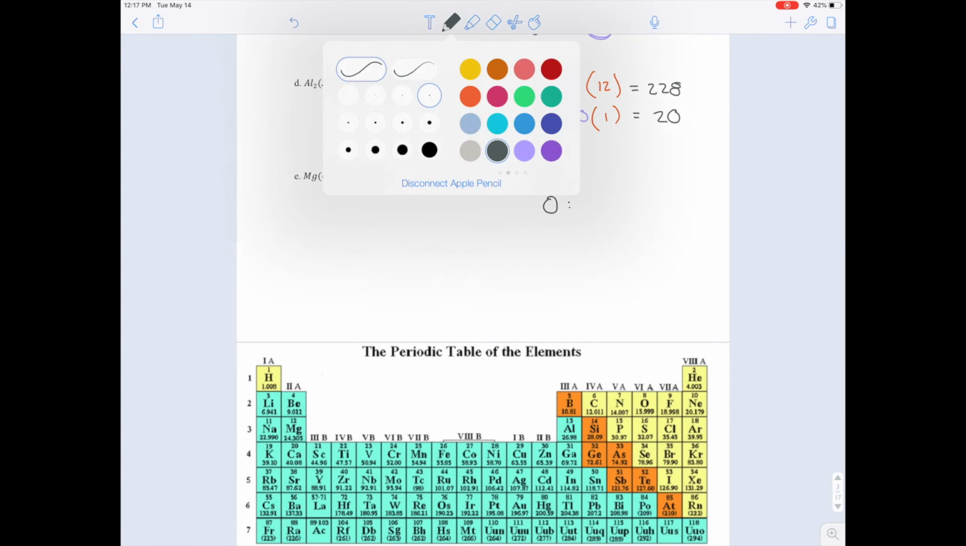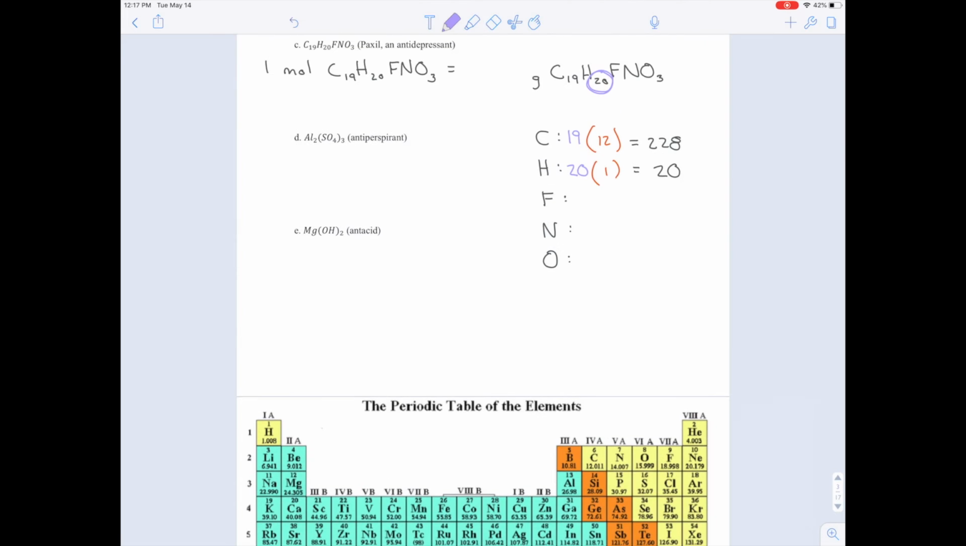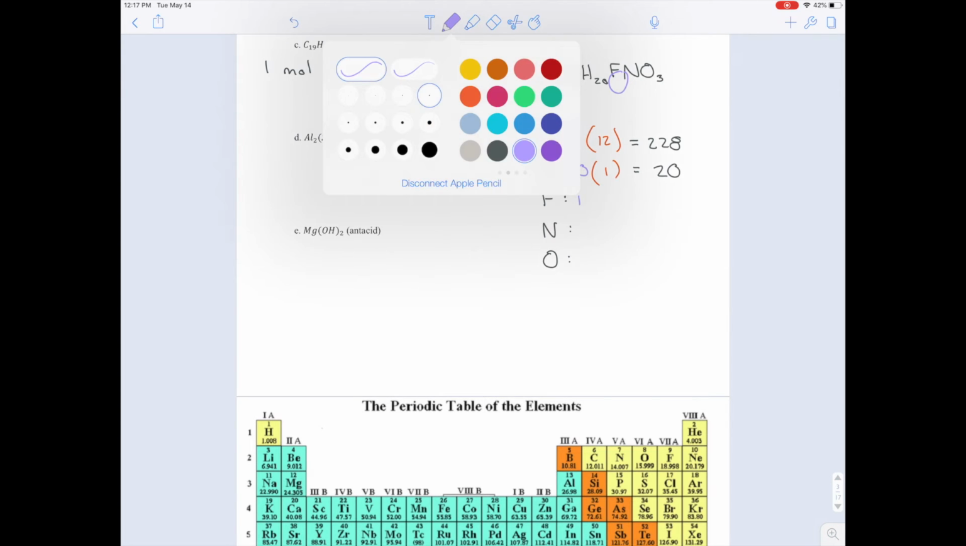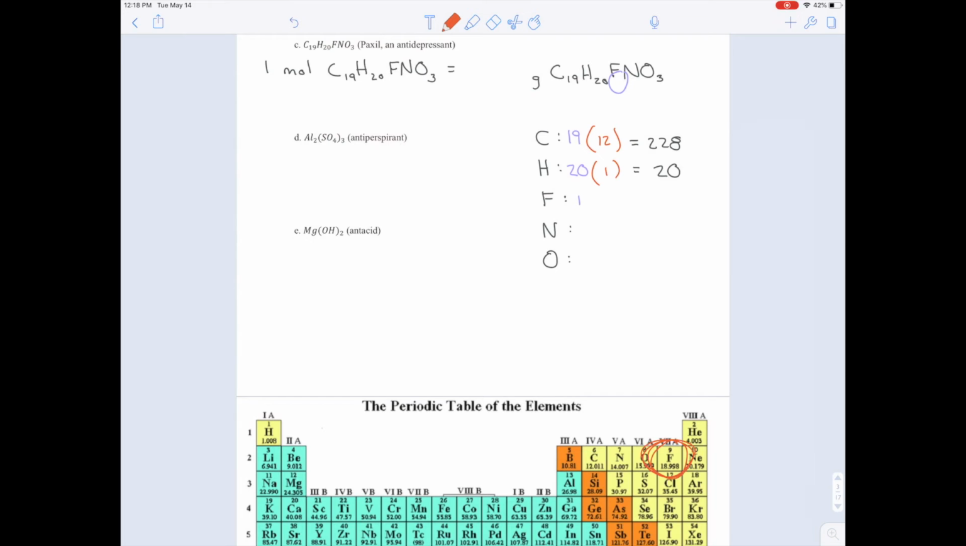Okay, fluorine. If we have 1 mole of this compound, we would have 1 mole of fluorine, because nothing is written at the bottom right of fluorine. We can see from the periodic table that 1 mole of fluorine weighs around 19 grams. So altogether, 1 mole times 19 grams per mole would be 19 grams coming from fluorine.